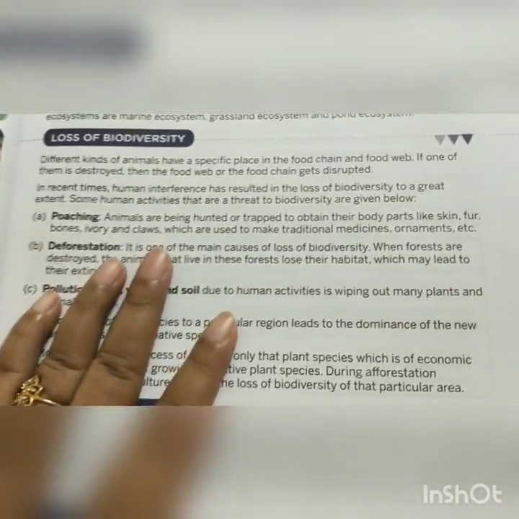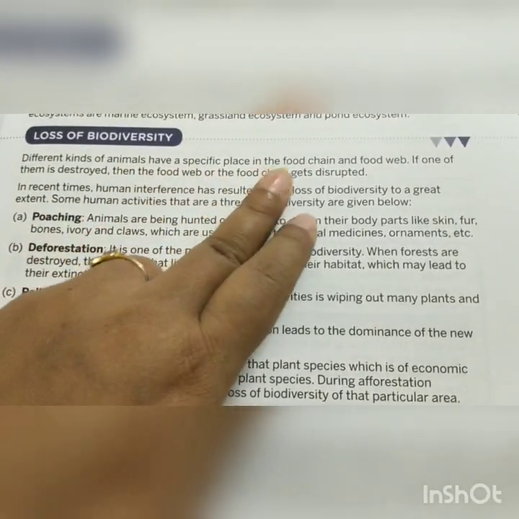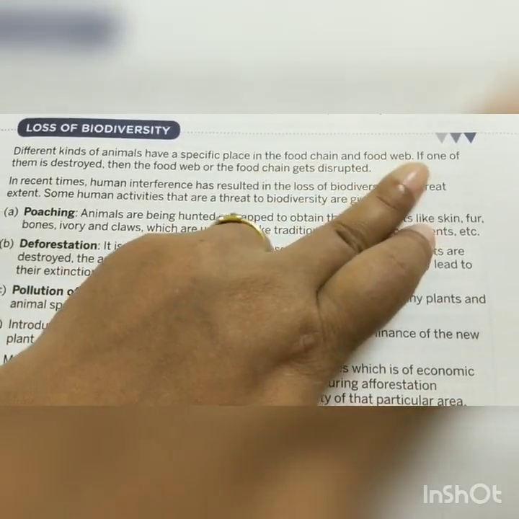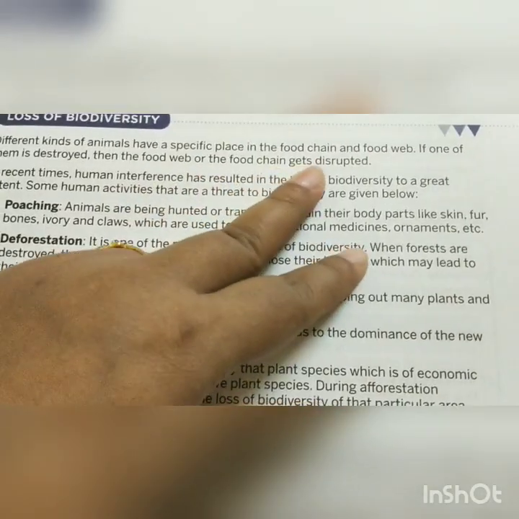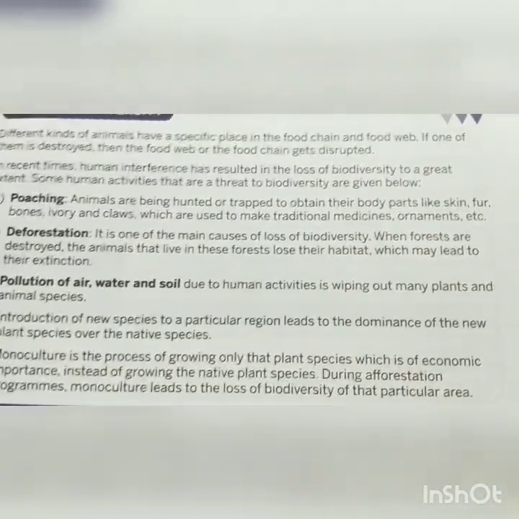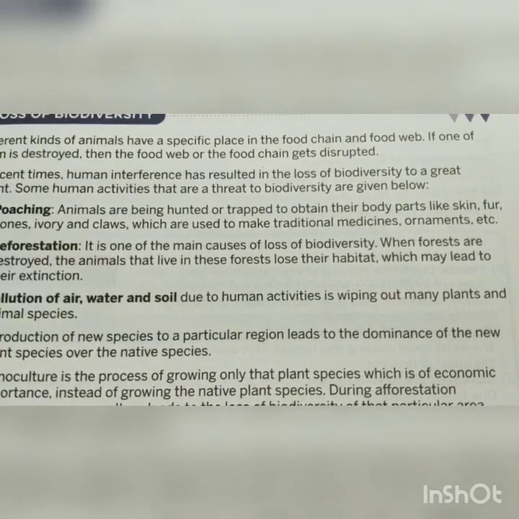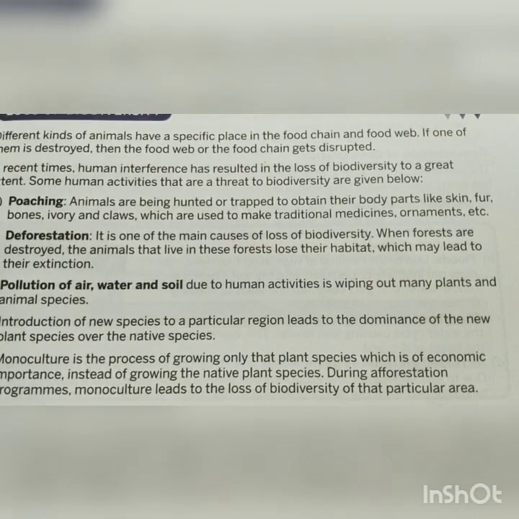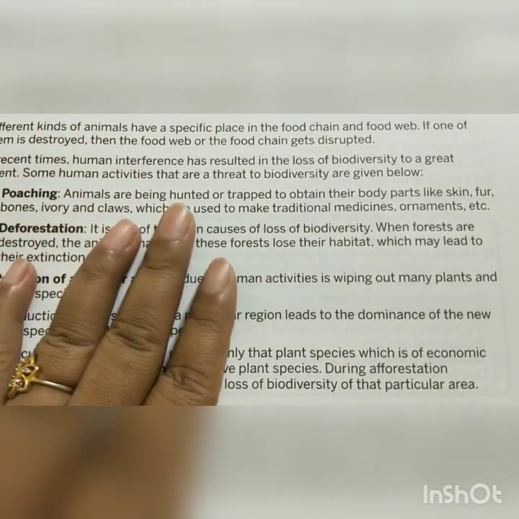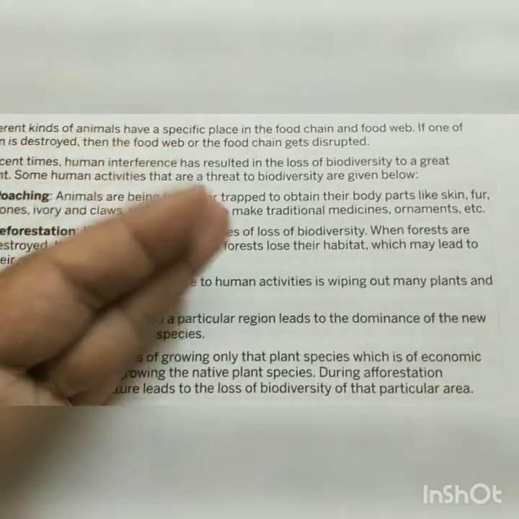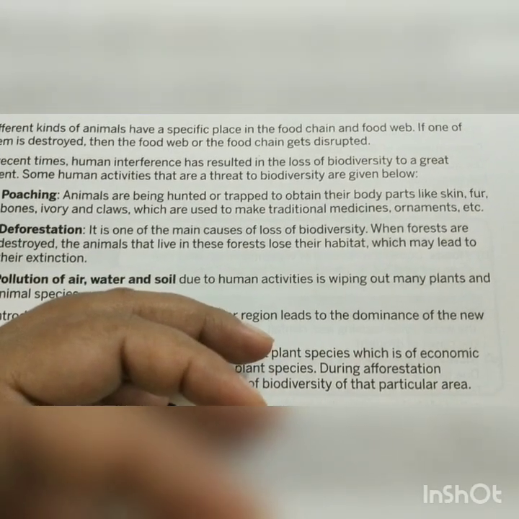Loss of biodiversity. Different kinds of animals have a specific place in the food chain and food web. If one of them is destroyed, then the food web or the food chain gets disrupted. So all the different types of animals have a specific place in the food chain or in the food web. If any one is destroyed or damaged, then it affects the food chain or the food web.